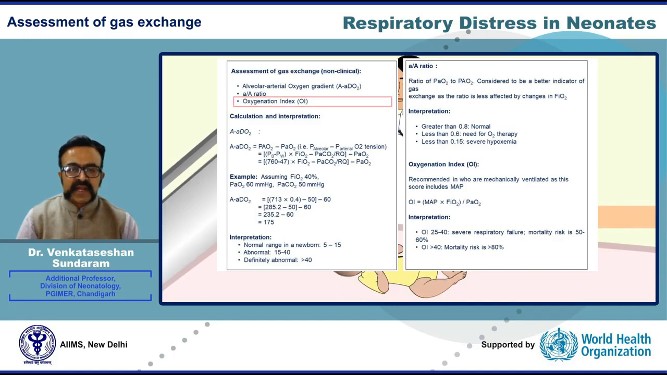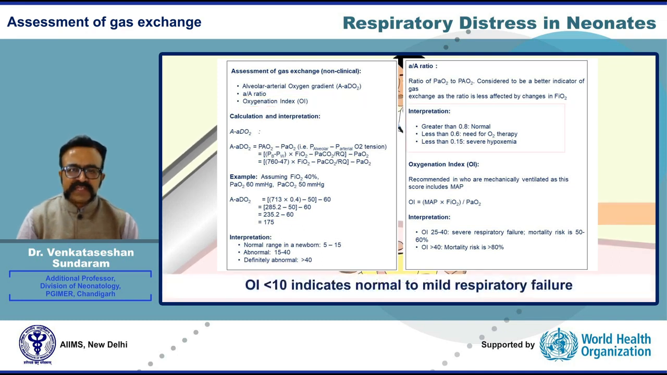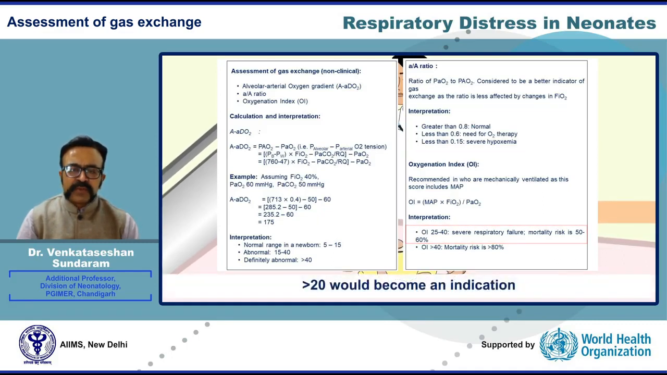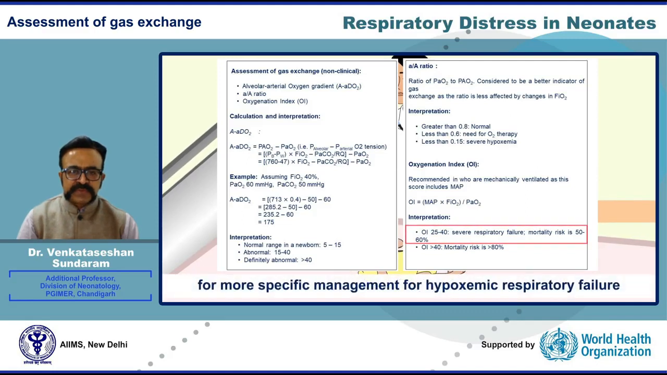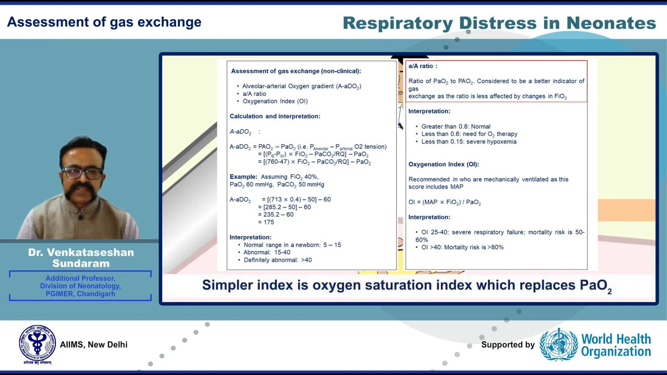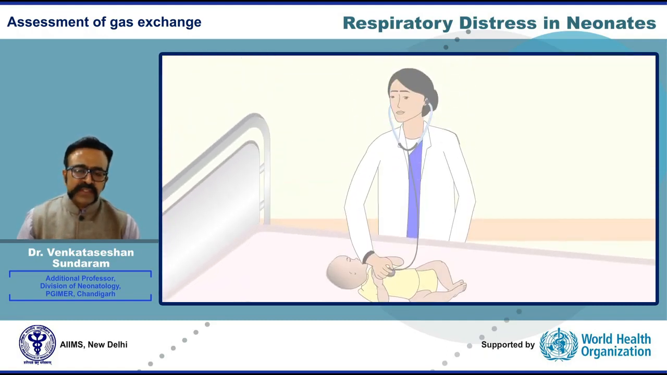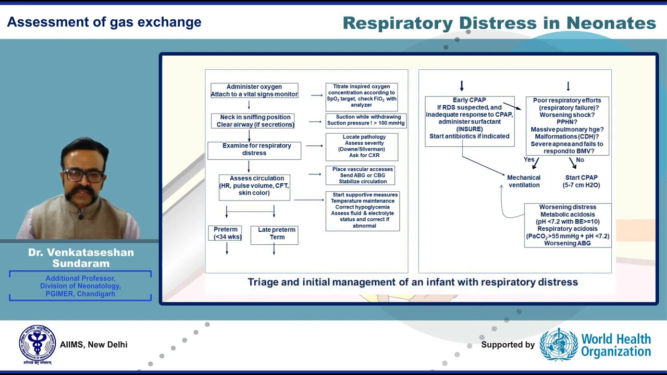Oxygenation index is another measure and probably a better measure actually of oxygenation in mechanically ventilated neonates. Generally, an OI of less than 10 indicates normal to mild respiratory failure, and more than 20 would become an indication for more specific management for hypoxemic respiratory failure. A more recent and a simpler index is oxygen saturation index, which replaces PaO2 with pulse saturation values. However, this index needs more studies and data before it can be used in routine clinical practice.